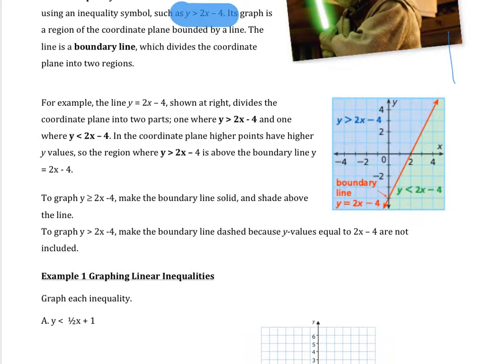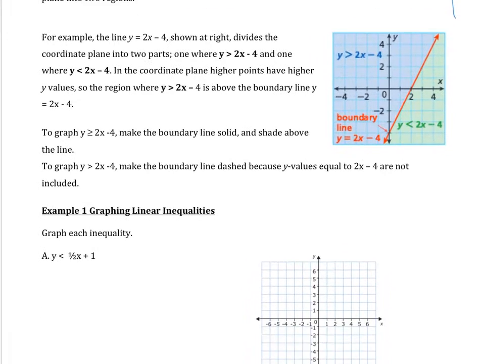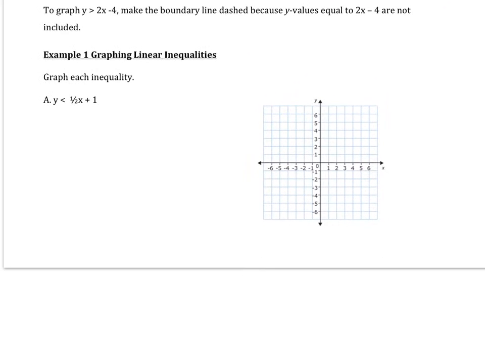If I were to graph y is greater than or equal to, this boundary line would be solid, and I would shade above. If I just had y is greater than 2x minus 4, the boundary line would be dashed because those values would no longer be included in the solution. So let's try one. First thing you do in graphing an inequality is graph the boundary line, which would be y equals 1/2 x plus 1.